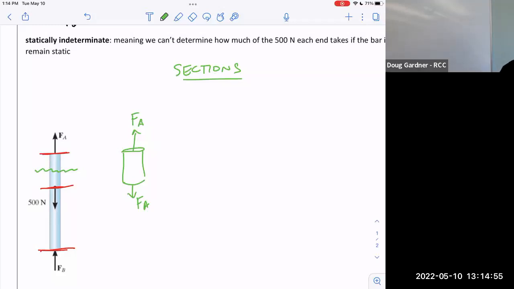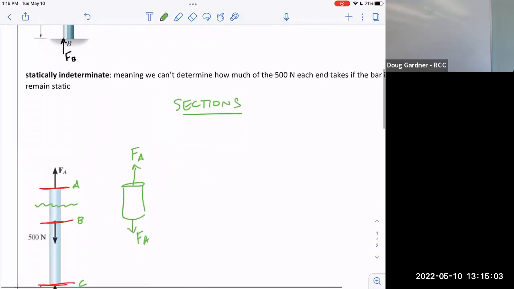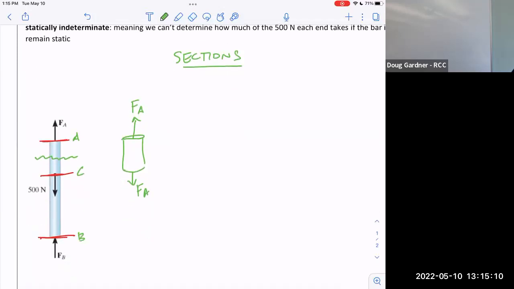And so if I call this A and this B and this C, no, I guess I better stick with what they set up on top because they already labeled it. They call that C. So really what we're talking about here is from A to C, or just short of C. If you make it to C, then the 500 is in the picture, right? So that's a section any place in there.